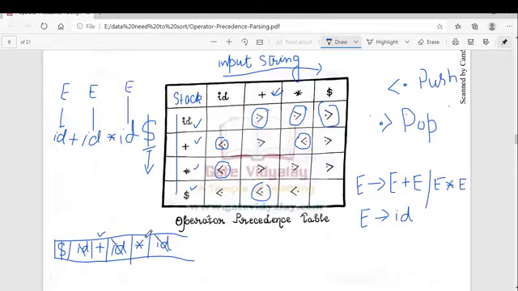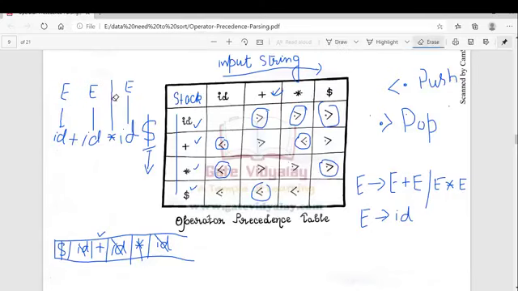Okay. Now I have multiplication and dollar sign. So multiplication and dollar sign. Again, I get this pop symbol. If I get this pop symbol, I will pop out this multiplication. So this multiplication should be this one. This multiplication is basically this symbol.